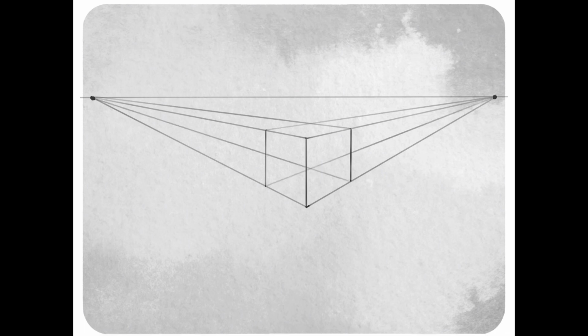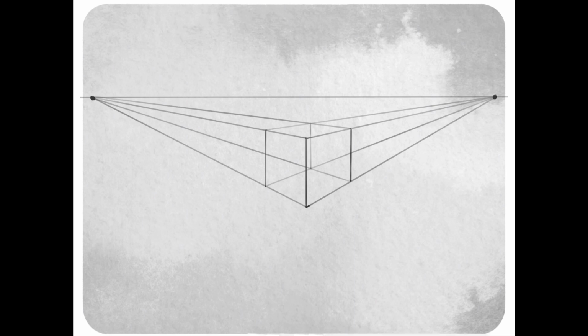And we're going to make this a see-through box. So we're going to do the same thing from the bottom of our exterior lines of the box. You're going to go from the left side over to the right vanishing point, and from the right side over to the left vanishing point.